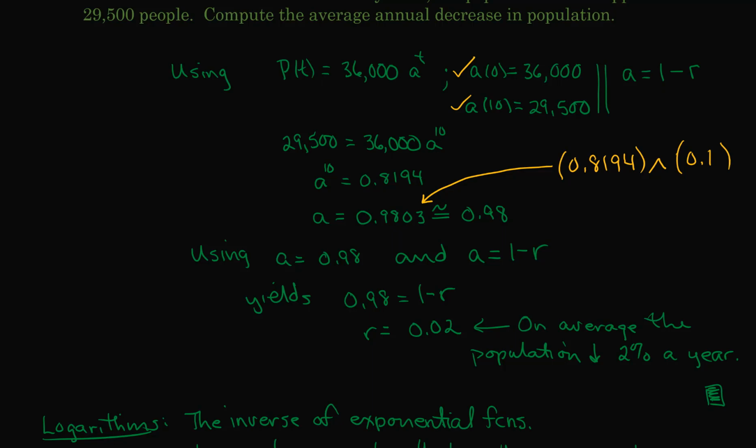This tells us that on average, the population is decreasing at a rate of 2% a year. Now, this doesn't mean that every year the population goes down by exactly 2%. Some years it may be more, some years it may be less than 2%, but on average it works out to be a 2% decrease each year over that 10-year time frame that we're looking at.